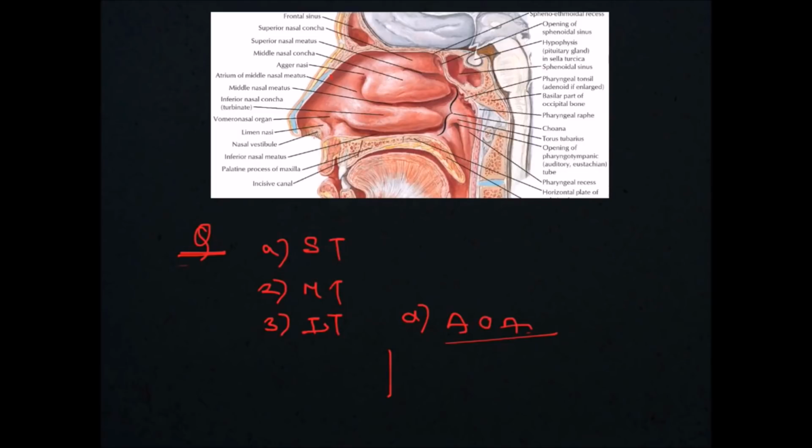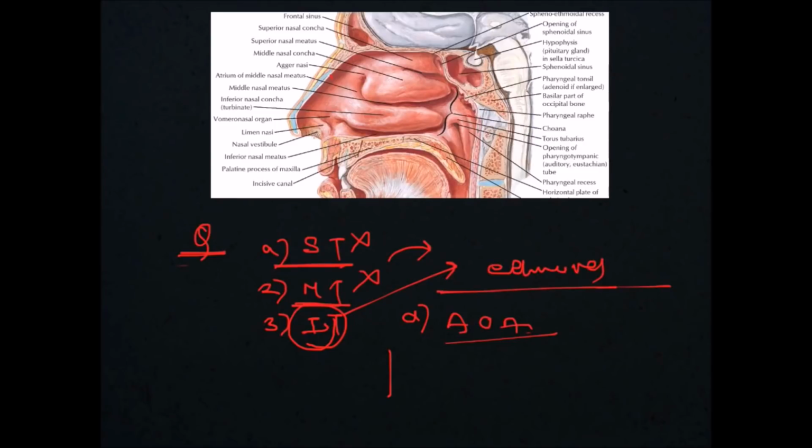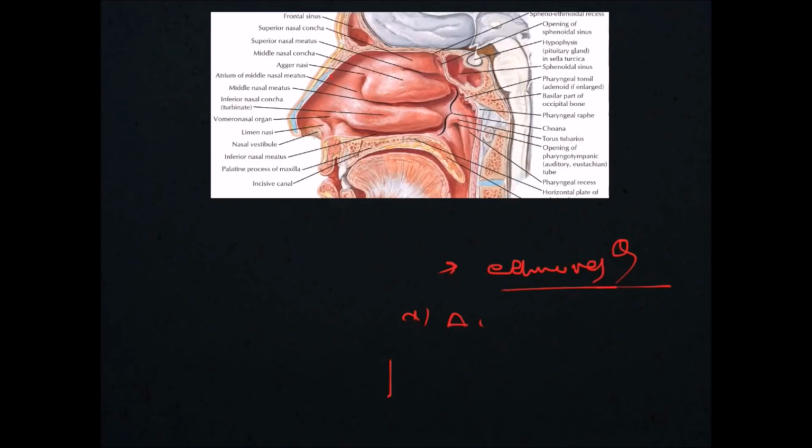If you are thinking superior or middle turbinate, then you are wrong, because they are part of the ethmoid bone. The inferior turbinate is an independent bone which articulates with the ethmoid bone. So just keep this in mind. It is not a part of the ethmoid bone. It articulates with the ethmoid bone. This is a very important and very frequently asked question.